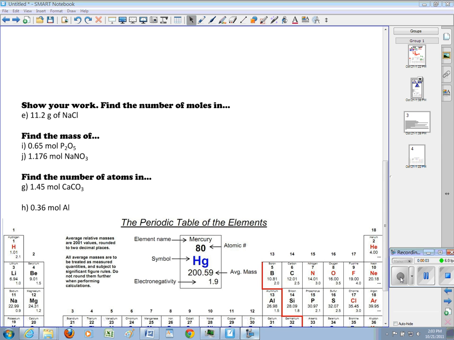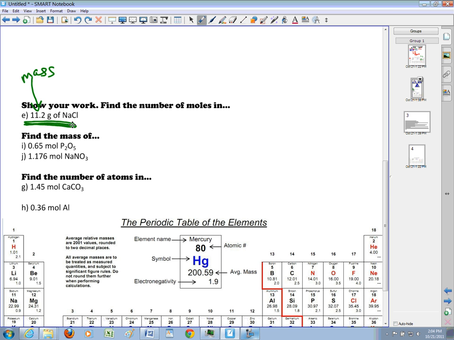Okay, let's look at an example of how to find moles or mass if you're given your moles. So I'm just looking at the guided notes section of our Unit 6 assignment. And one of the questions here, I've actually pulled question E from that. You're given a known mass of substance. So here's the mass in grams of sodium chloride or table salt. Okay? And it's asking us to find the number of moles.